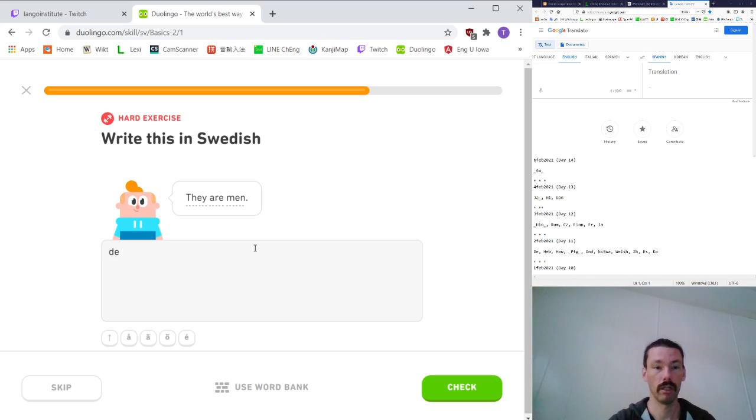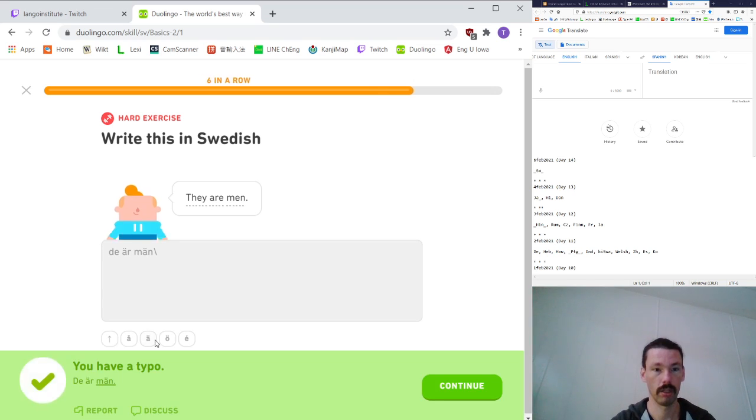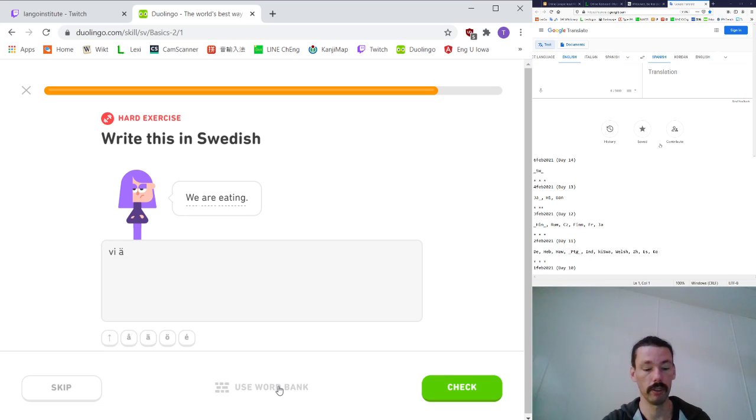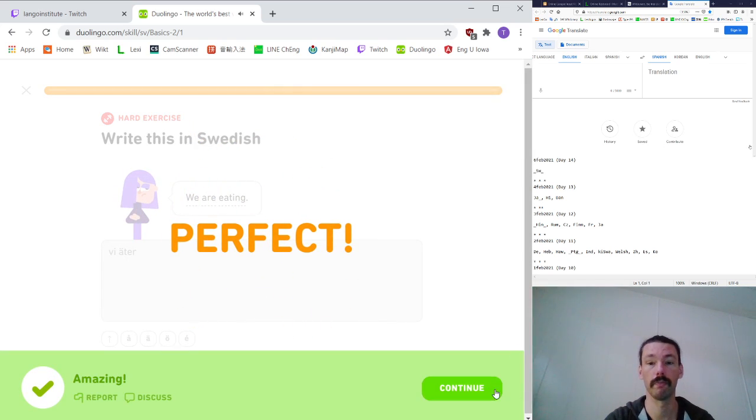De är män. Vi äter. Vi, just like our word we. So English and Swedish are closely related languages, diverged a couple thousand years ago or so. A little longer.